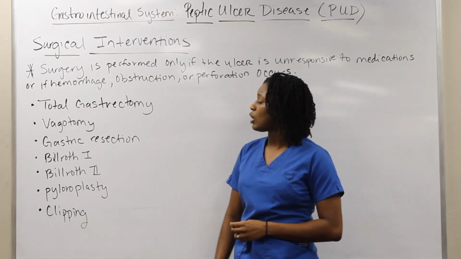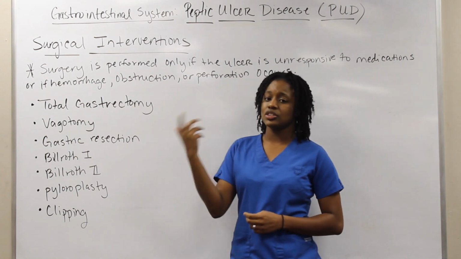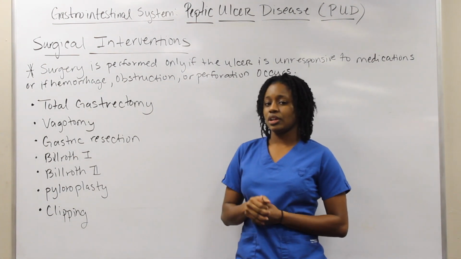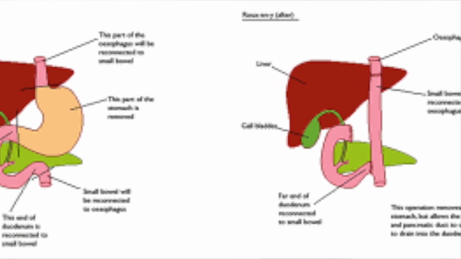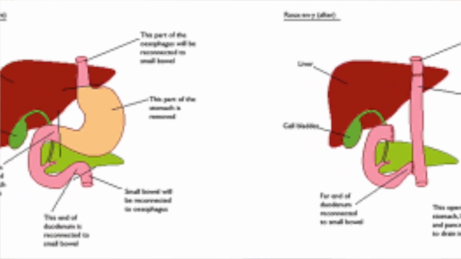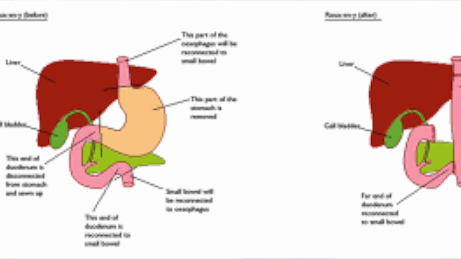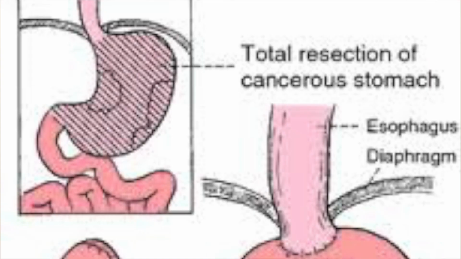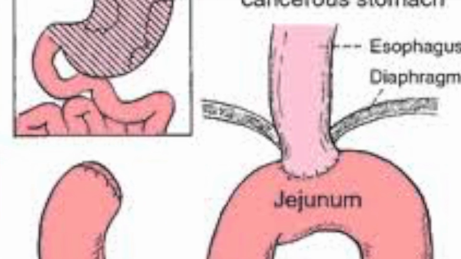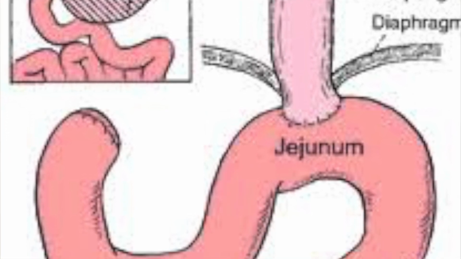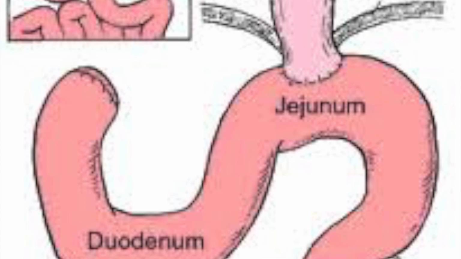All right, so I'm going to go now into each one and let you know exactly what's occurring within the surgery. So with a total gastrectomy, you have a removal of the stomach with attachment of the esophagus to the duodenum, also called esophagoduodenostomy, which of course, you know, that is your small intestines, okay?